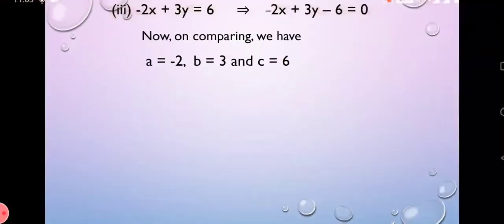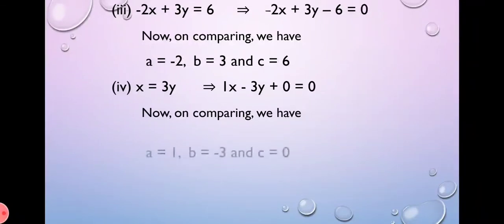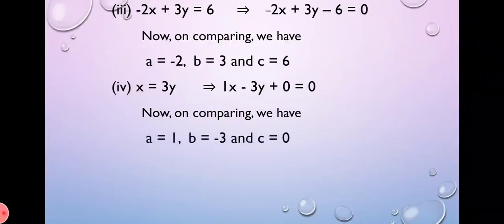Next, question number 4, x equal to 3y implies that 1x minus 3y plus 0 equal to 0. Now on comparing, we can see the value of a, that is the coefficient of x, is 1, the value of b, that is the coefficient of y, is minus 3, and the value of c is given as 0.